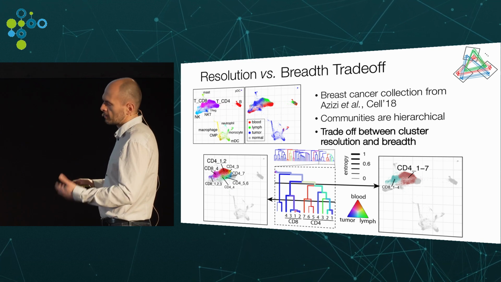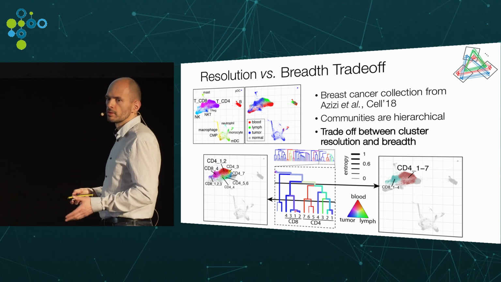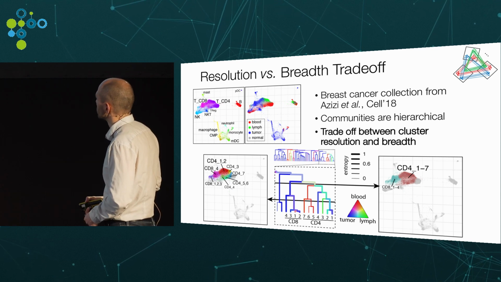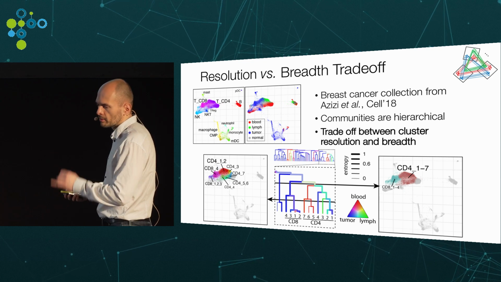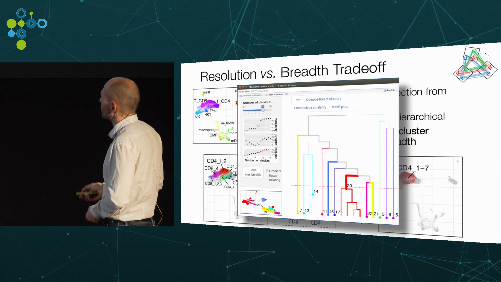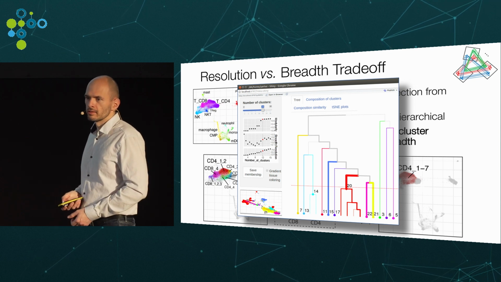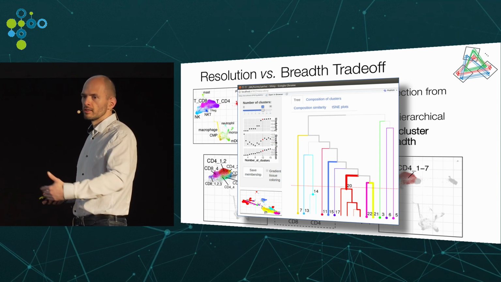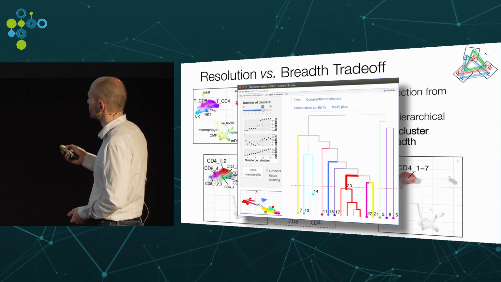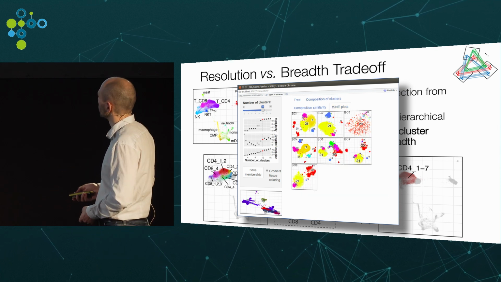So we came up with several strategies to allow control over this trade-off between resolution and breadth. Breadth is how many samples, or how many tissues or conditions you cover, and resolution is how fine a subpopulation you're able to jointly analyze throughout the collection. One way is to just look at this hierarchy and let the user go through it interactively and decide at what level they want to interpret, let's say, T cells in this study. For that, we built a little interactive app where you can cut it at different levels, look at the results, and get some diagnostics on what's happening.